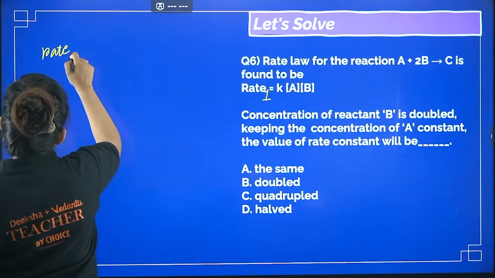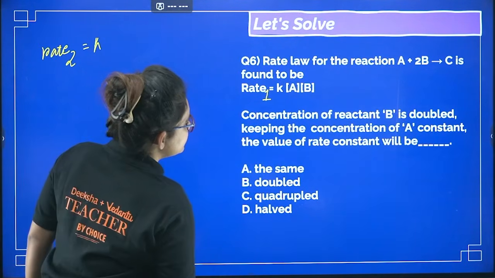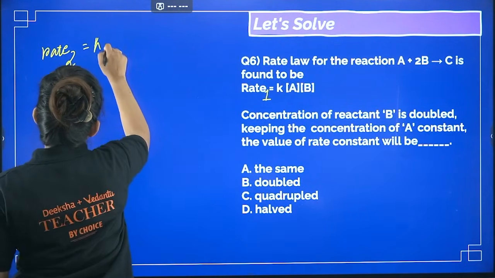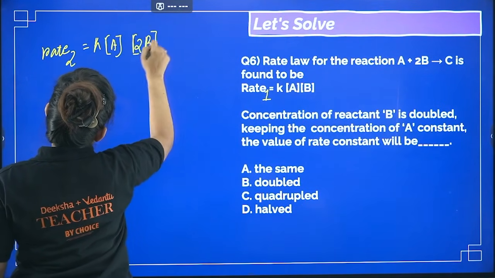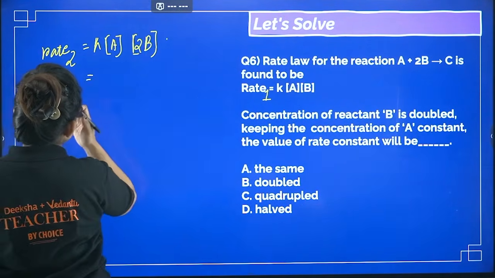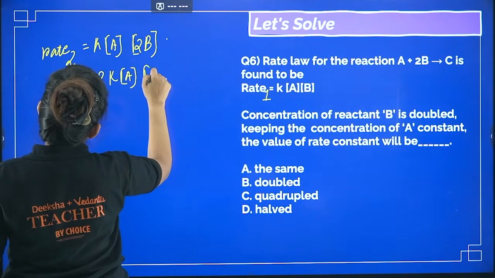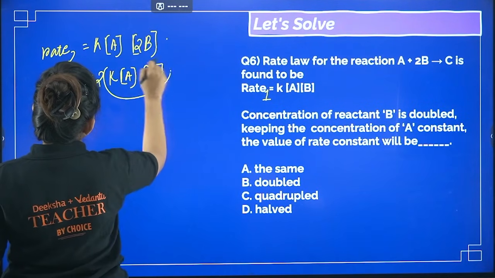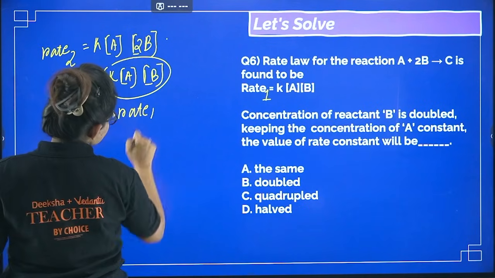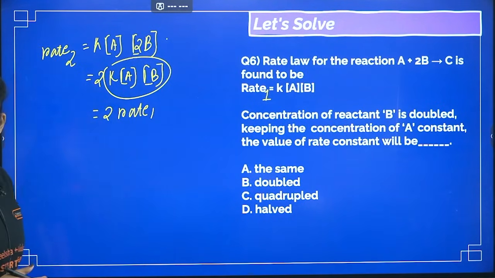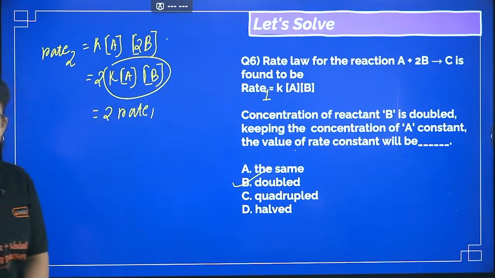Now if I find out rate 2, keeping the concentration of A constant, with 2 of B, from here I can get 2 into K into A into B. Don't you think that this is rate 1? So it is 2 into rate 1. So it will be doubled, right? I guess it is clear to you.